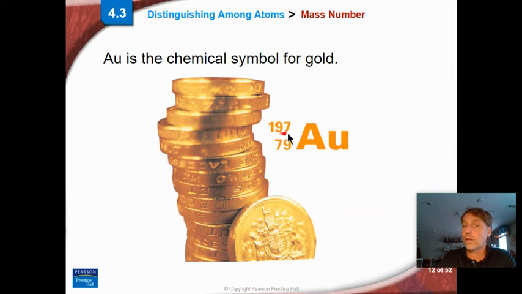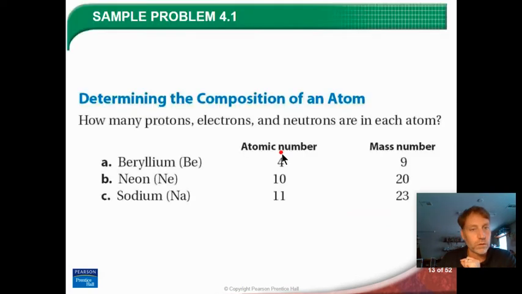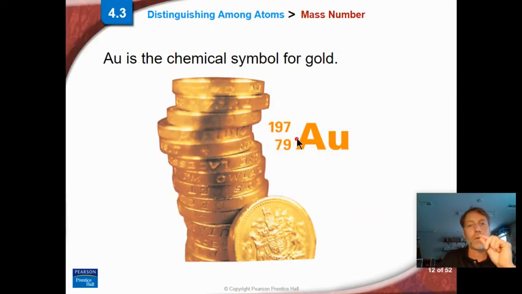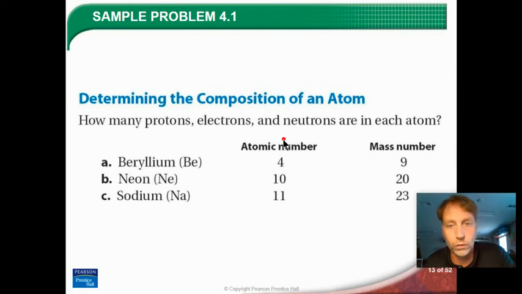So this 197 is protons plus neutrons, and 79 is just the number of protons. So if we were to figure out how many neutrons we would have, we have to subtract 197 minus 79. That'll give us the neutrons. So let's look at another example.